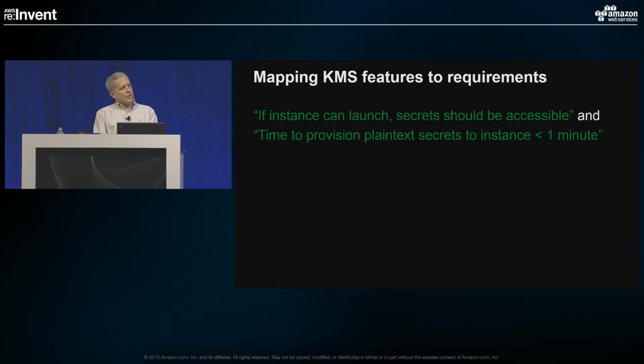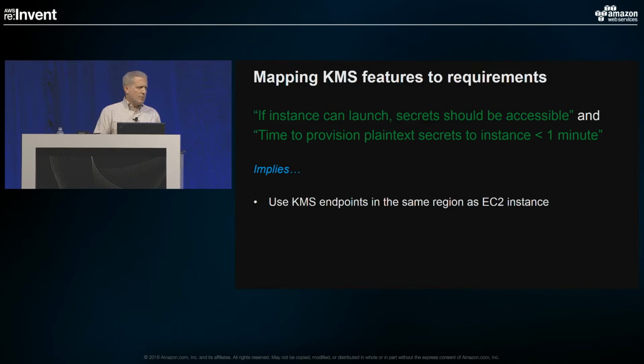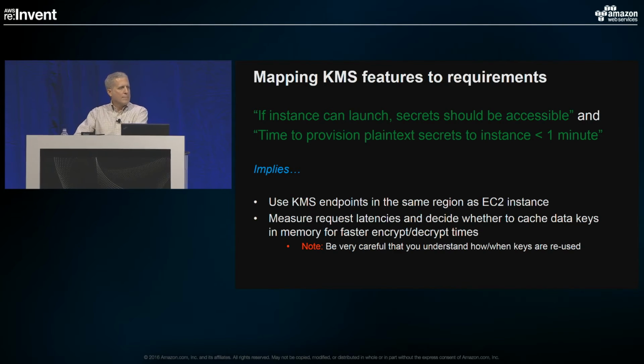So let's move on to the other requirements, which is if the instance can launch, the secret should be accessible, and it should happen within 1 minute. So clearly, we have KMS in every commercial region except China, which we're working on. You want to use KMS endpoints within the same region that your EC2 instances are running in. Remember that KMS is a regional service, so you don't choose which availability zone. We ensure that KMS is up and running and accessible from any availability zone.